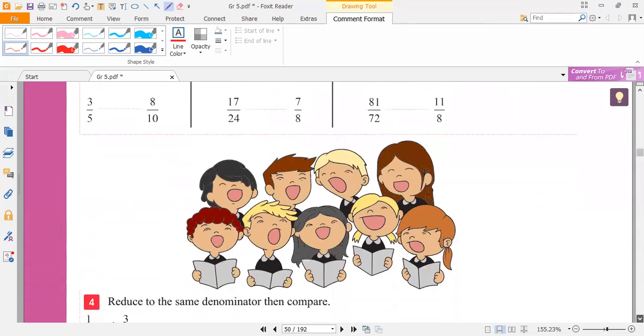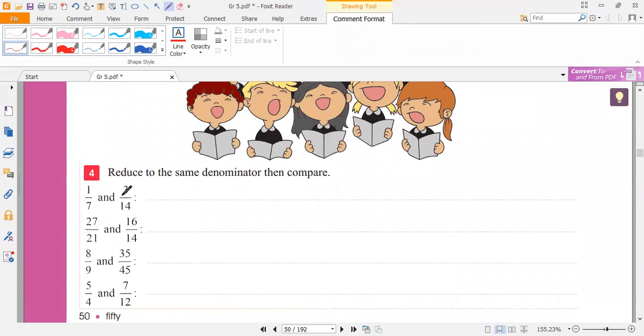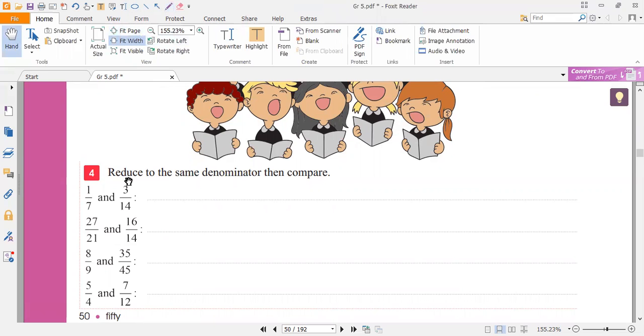Now we will solve exercise 4. We will do A and B only. Reduce. The word reduce means make the same denominator, then compare. So here reduce means make, and I can multiply or divide. Okay. So 1 seventh and 3 over 14. I can multiply 7 by 2 to get 14 in the denominator. So I'm gonna multiply 7 and 1 by 2.